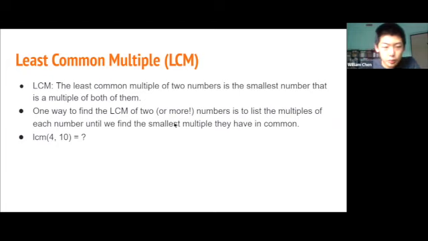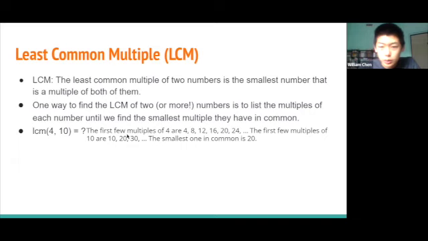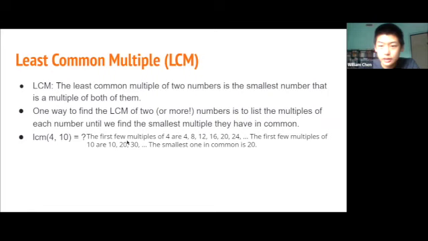Let's find the least common multiple of 4 and 10. First few multiples of 4 are 4, 8, 12, 16, 20, 24, and so on. First few multiples of 10 are 10, 20, 30, and so on. You can see that the smallest one in both lists is 20. 20 is the LCM.